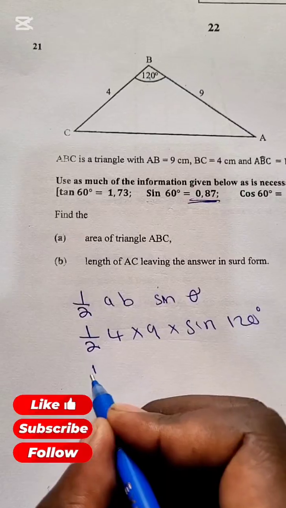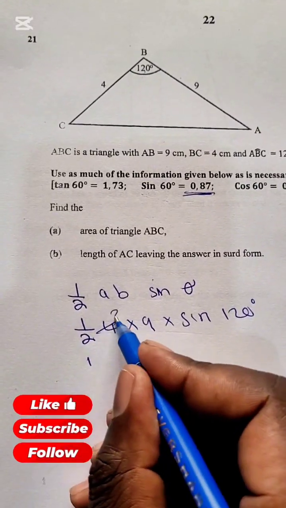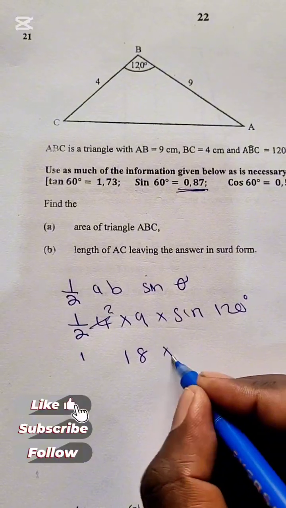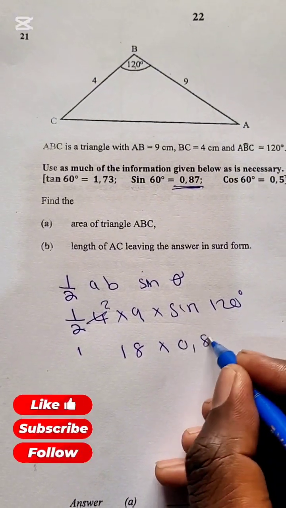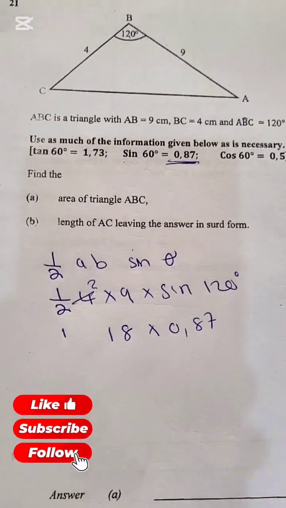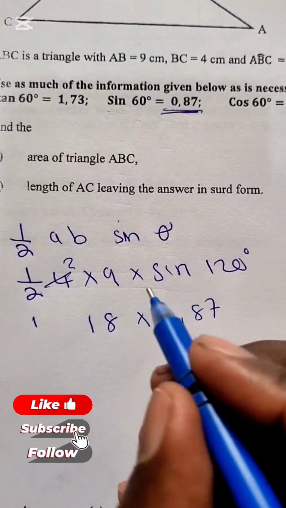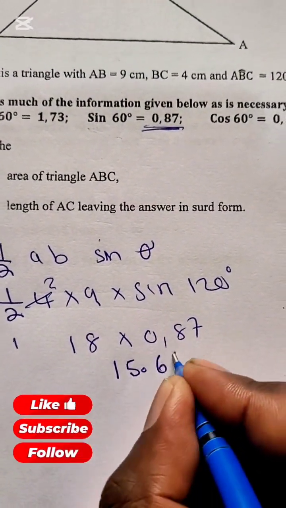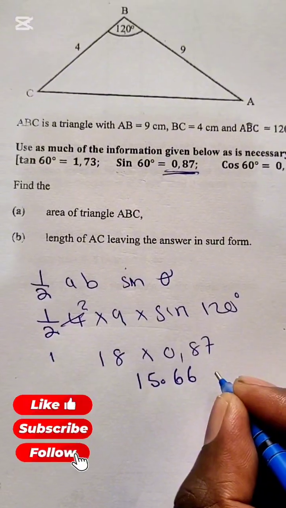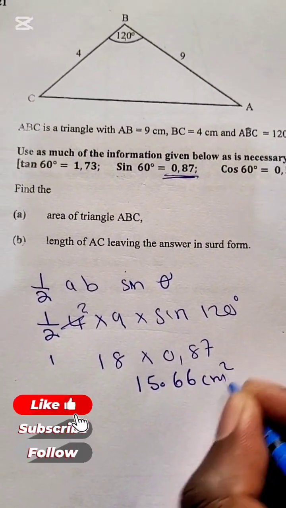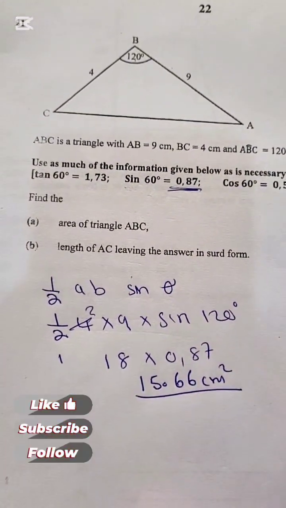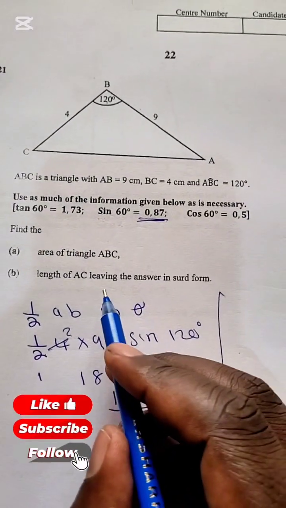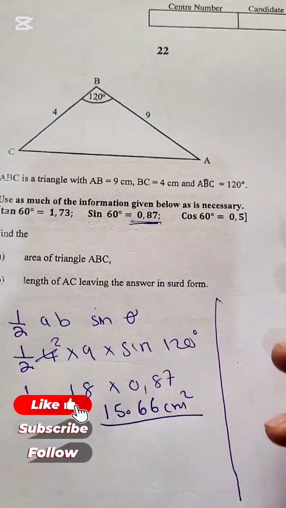Okay, so for sine 60, we're going to use 0.87. So we're going to say half of 4 is 2. 2 times 9 is 18, multiplied by 0.87. So to get 15.66 centimeters squared. Then we're asked to find the length of AC, leaving the answer in surd form.